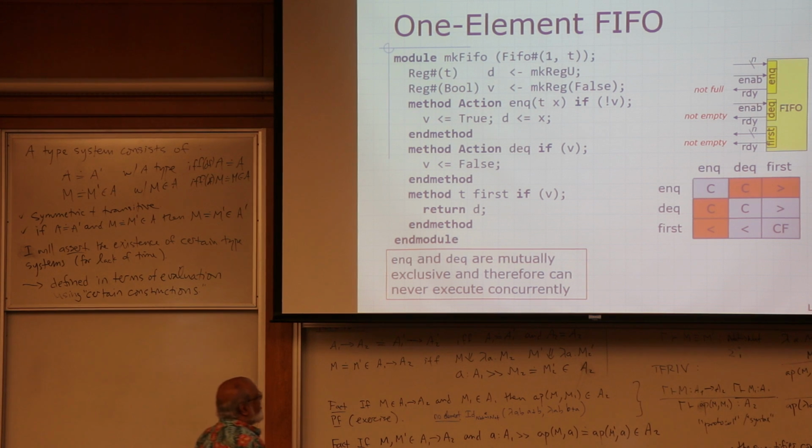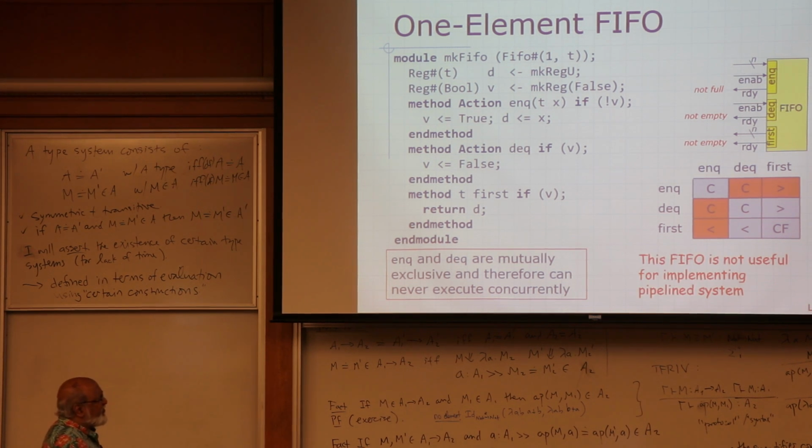So, if you draw the matrix, it'll be something like this. The FIFO is not useful. This FIFO is not useful for implementing a pipeline system. So our code was very good for a pipeline system. Unfortunately, the FIFO turned out to be lousy, right? So now we are in search of a FIFO which can do NQ and DQ properly.